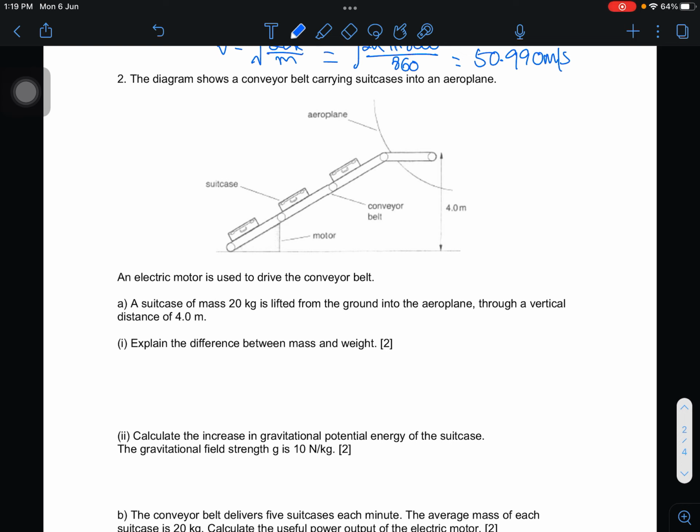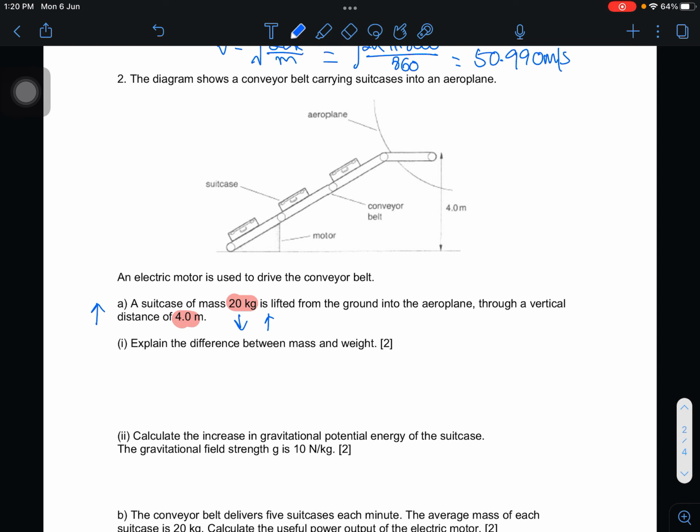A suitcase of mass 20 kg is lifted from the ground onto the airplane, taking a vertical distance of 4 m. Just nice. Because when we talk about mass, we're talking about weight, right? Weight is always down. So we need the upward force. Just nice, they give me upward distance, right?